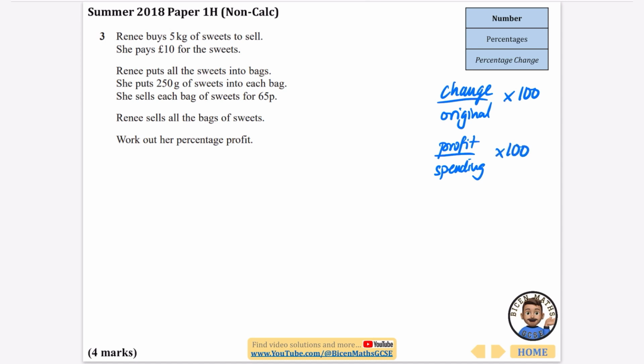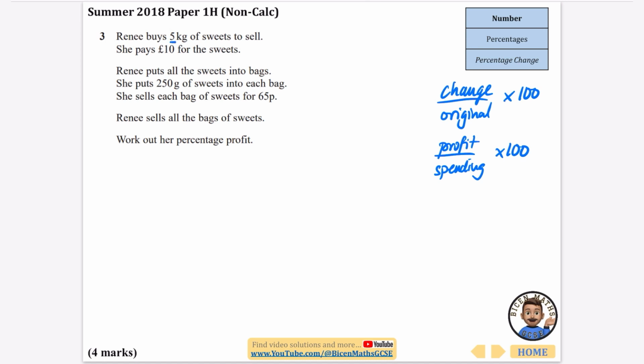Renee buys 5 kilograms of sweets to sell. She pays £10 for the sweets. She puts all of the sweets into bags. She puts 250 grams of sweets into each bag, and she sells each bag of sweets for 65p. She sells them all. Work out her percentage profit.